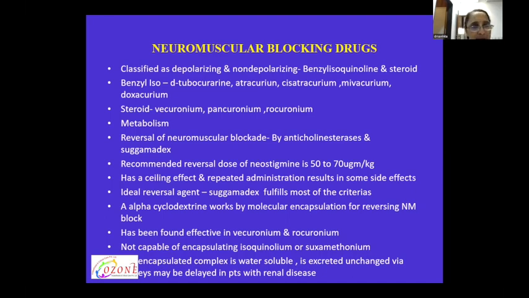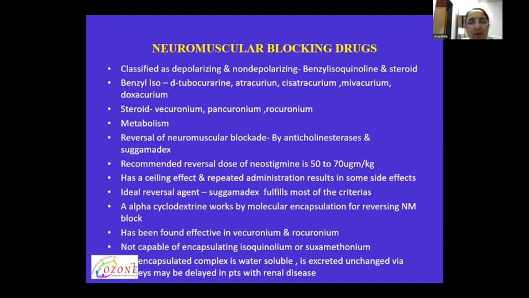The recommended reversal dose of neostigmine is 0.05 to 0.07 milligram per kg. I have mentioned here microgram, but it is milligram. So if a person weighs 50 kg, at a maximum of 0.07 milligram per kg, it accounts to 3.5 milligram total. If you increase the dose, it definitely has a ceiling effect, and repeated administration results in side effects like desensitization block and exaggeration of non-depolarizing block. So it should not be increased beyond that limit.